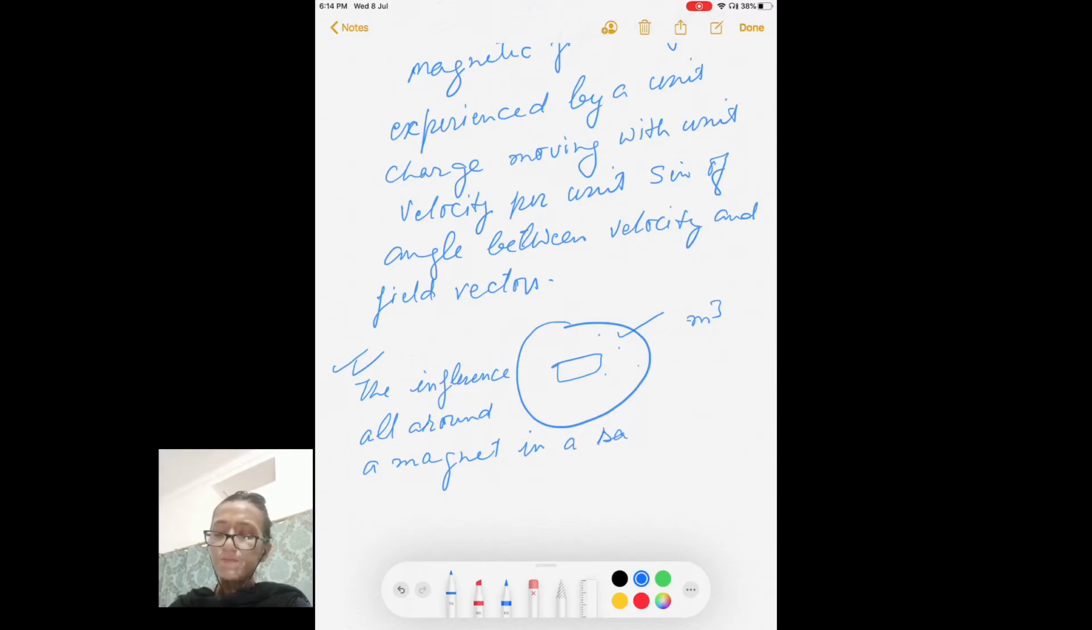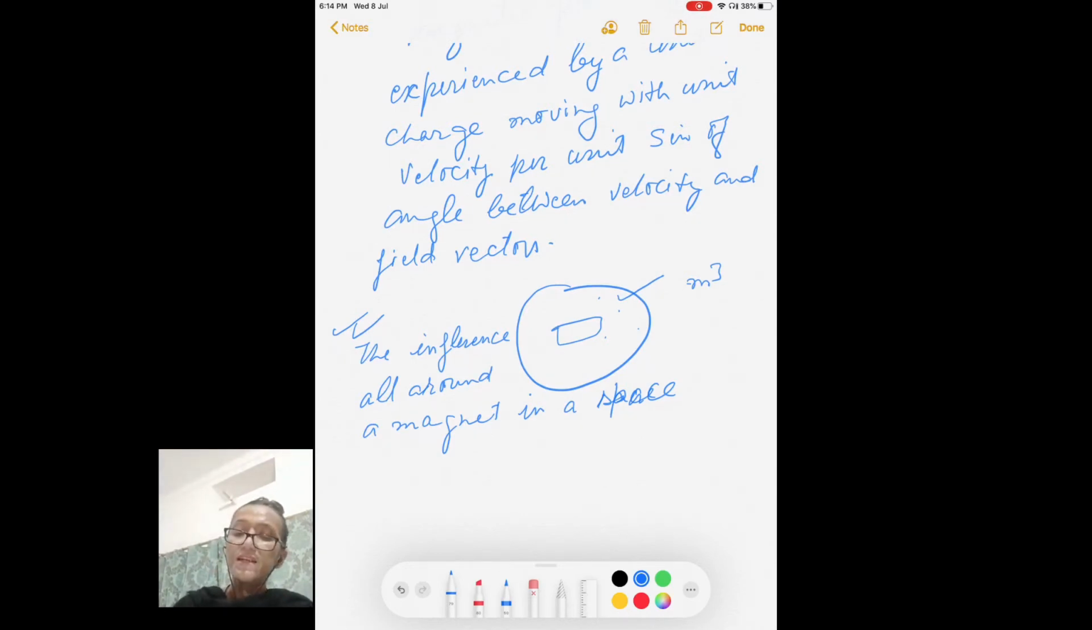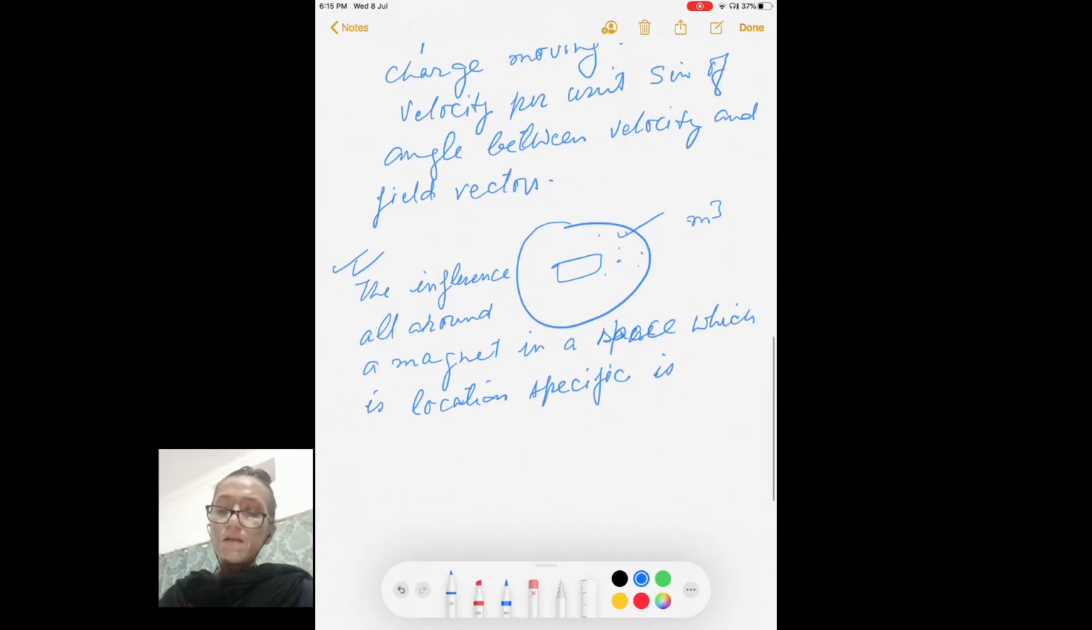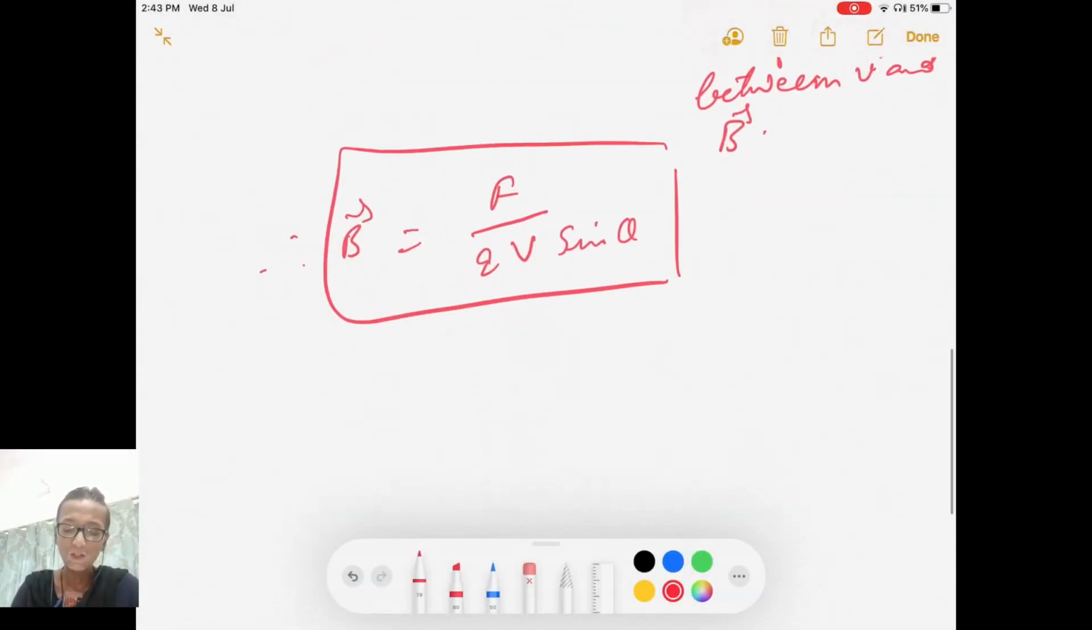In a space which is location specific, which means at different locations the field is different, is used to define the magnetic field. So this is the magnitude of the magnetic field.